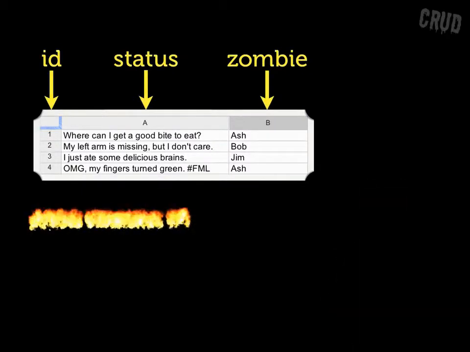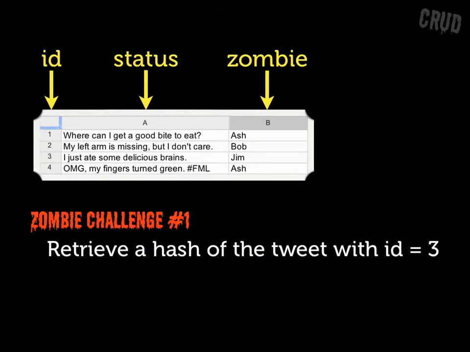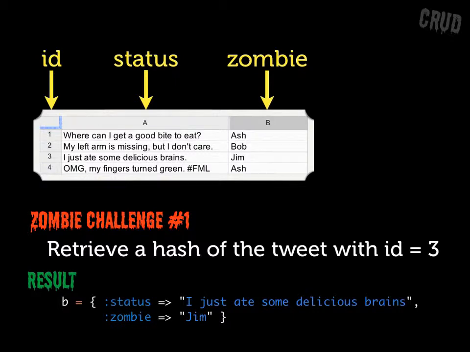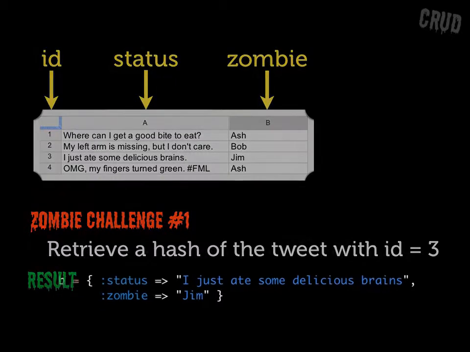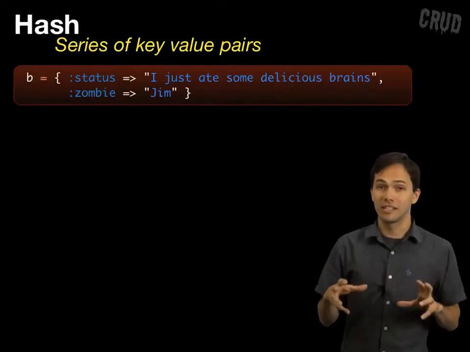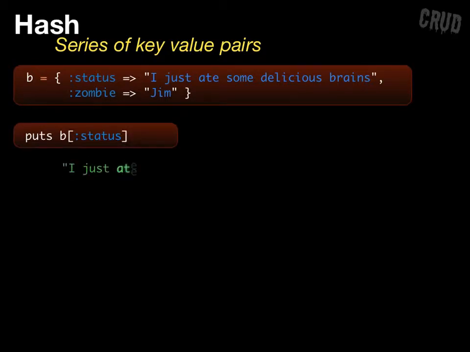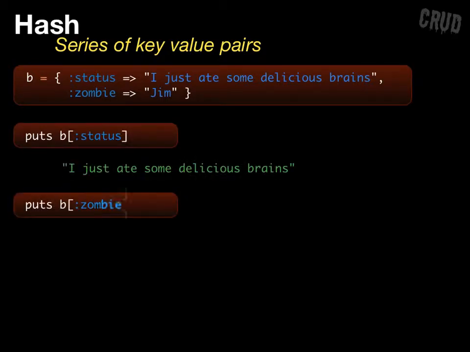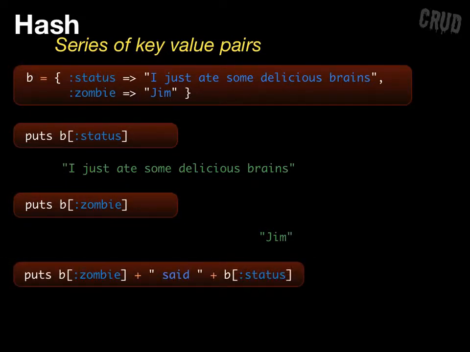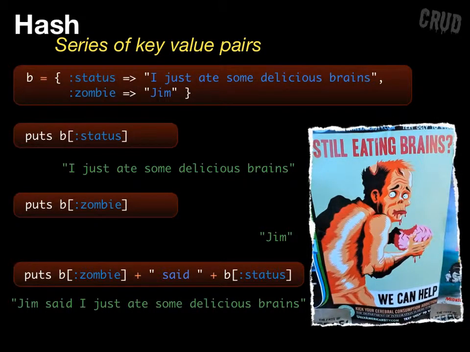Now our first zombie challenge is going to be to retrieve a hash of the tweet with ID equals 3. Now I'm not going to show you the solution. What I'm going to show you first is the result, what we want to get back from the database. In this case, we want to get back a hash which looks like this. Now you should be familiar with what a hash is, but here's a small recap. So if we do puts b[:status], we're going to get back "I just ate some delicious brains." If we do puts b[:zombie], we're going to get back "Jim." And if we do this at the bottom, we're going to get back "Jim said I ate some delicious brains," because zombies love eating the brains.